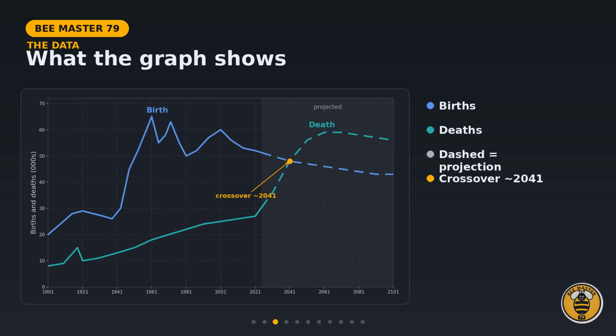Let's look at the graph. It plots two lines over 200 years. The dark line shows births and the teal line shows deaths, both measured in thousands. Notice that everything after roughly the present day is a projection into the future.